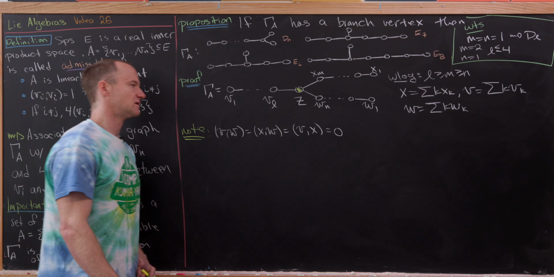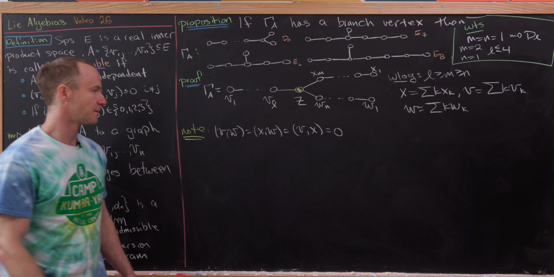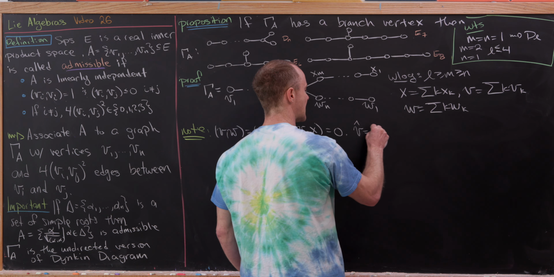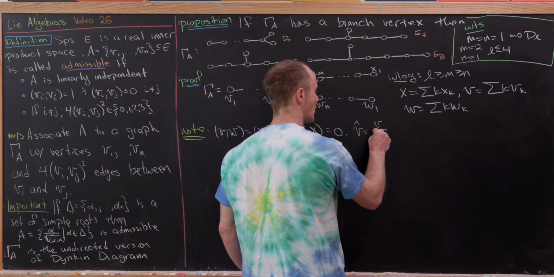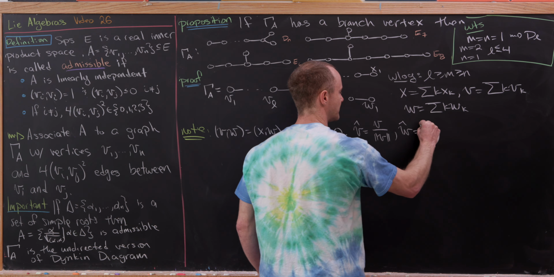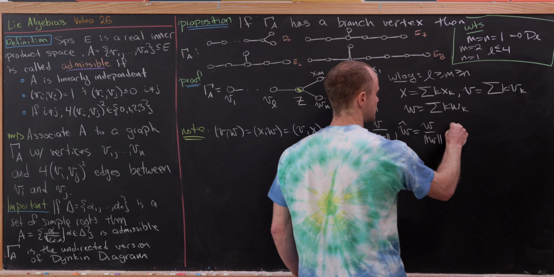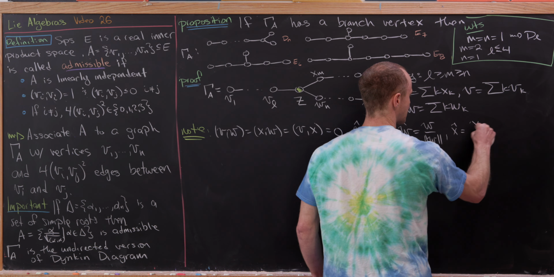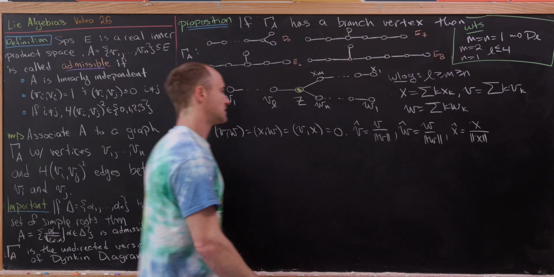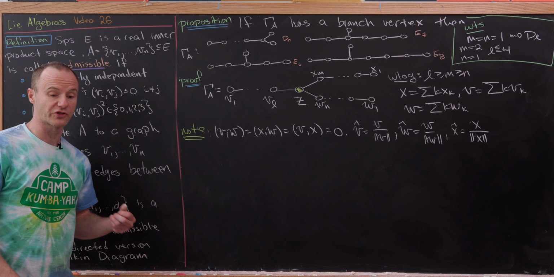And that's because none of those are connected, because we've got this middle vertex which has a different name. Okay, so now let's define what I'll call v hat, which is going to be v over the magnitude of v, and then w hat will be similarly defined: w over the magnitude of w, and then x hat is going to be x over the magnitude of x. So that means that v, w, and x form an orthonormal set.